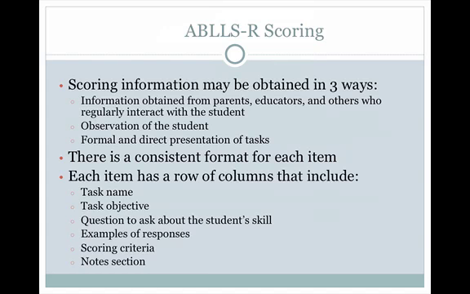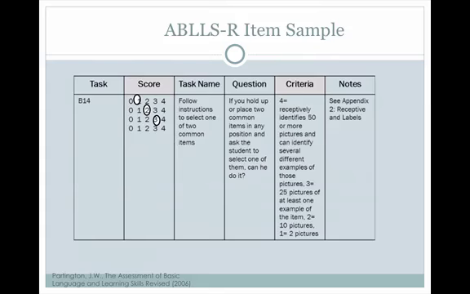Scoring is generally obtained in three ways. Information might be obtained from caregivers who know the individual well. The student might be observed in their natural environment doing a variety of things, or they might be formally assessed, where tasks are actually presented to the learner. Each item has a row of columns that includes the task name, what questions you would ask about the student's skill, examples of those responses, and scoring criteria.